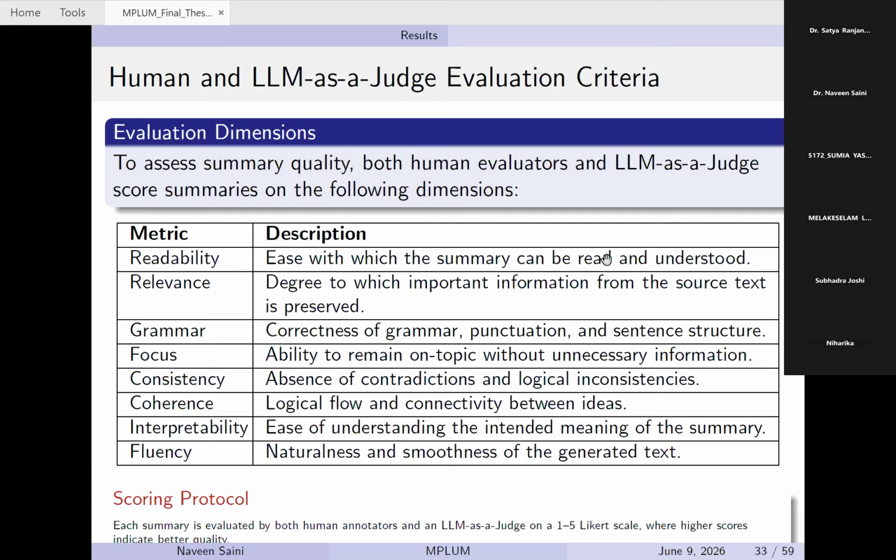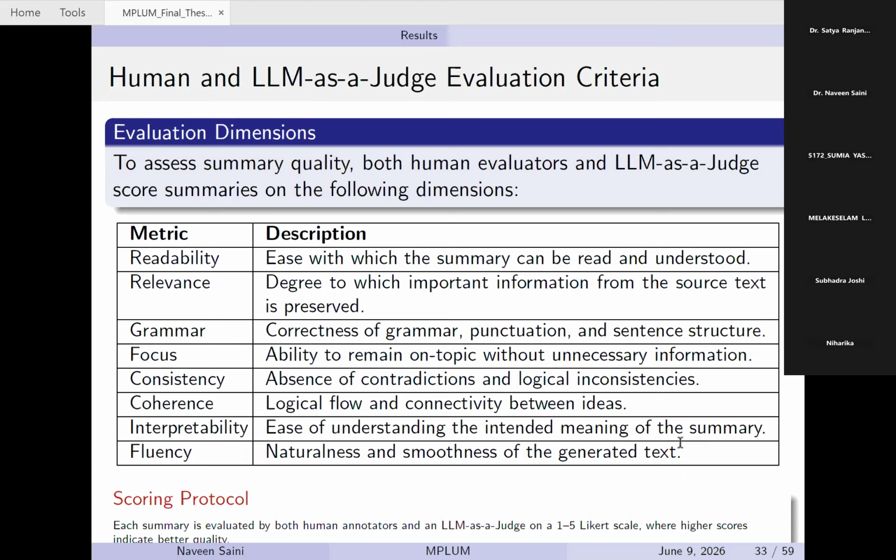Readability means whether the summary can be read easily or not. Relevance means the degree to which the important information from the source text is preserved. Grammar means correctness of grammar, punctuation, and sentence structure. Focus means focus on a particular topic. Consistency means absence of contradiction and logical inconsistencies. Coherence means logical flow and connectivity between ideas. Interpretability means how much you are able to understand its meaning. And fluency means naturalness and smoothness of the generated text.